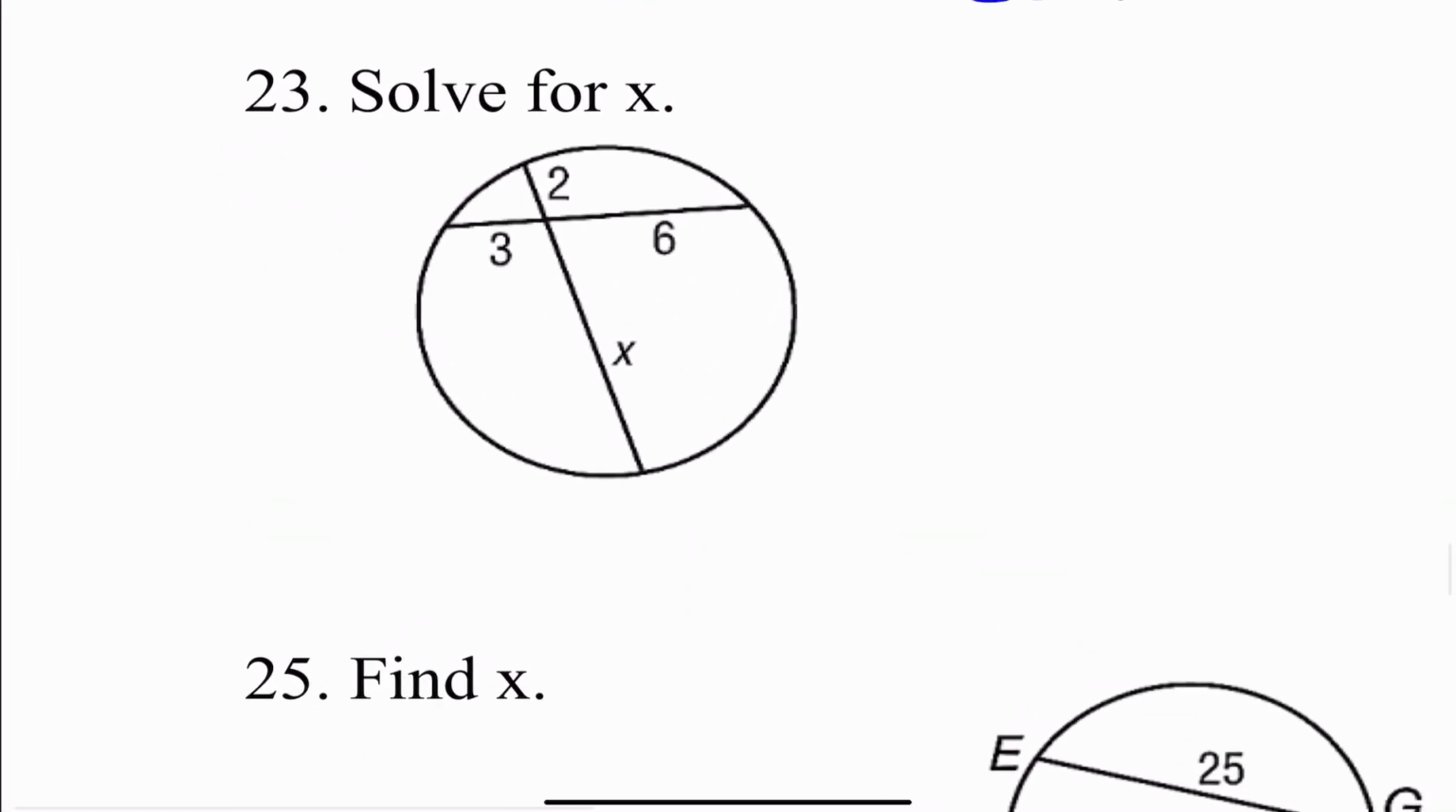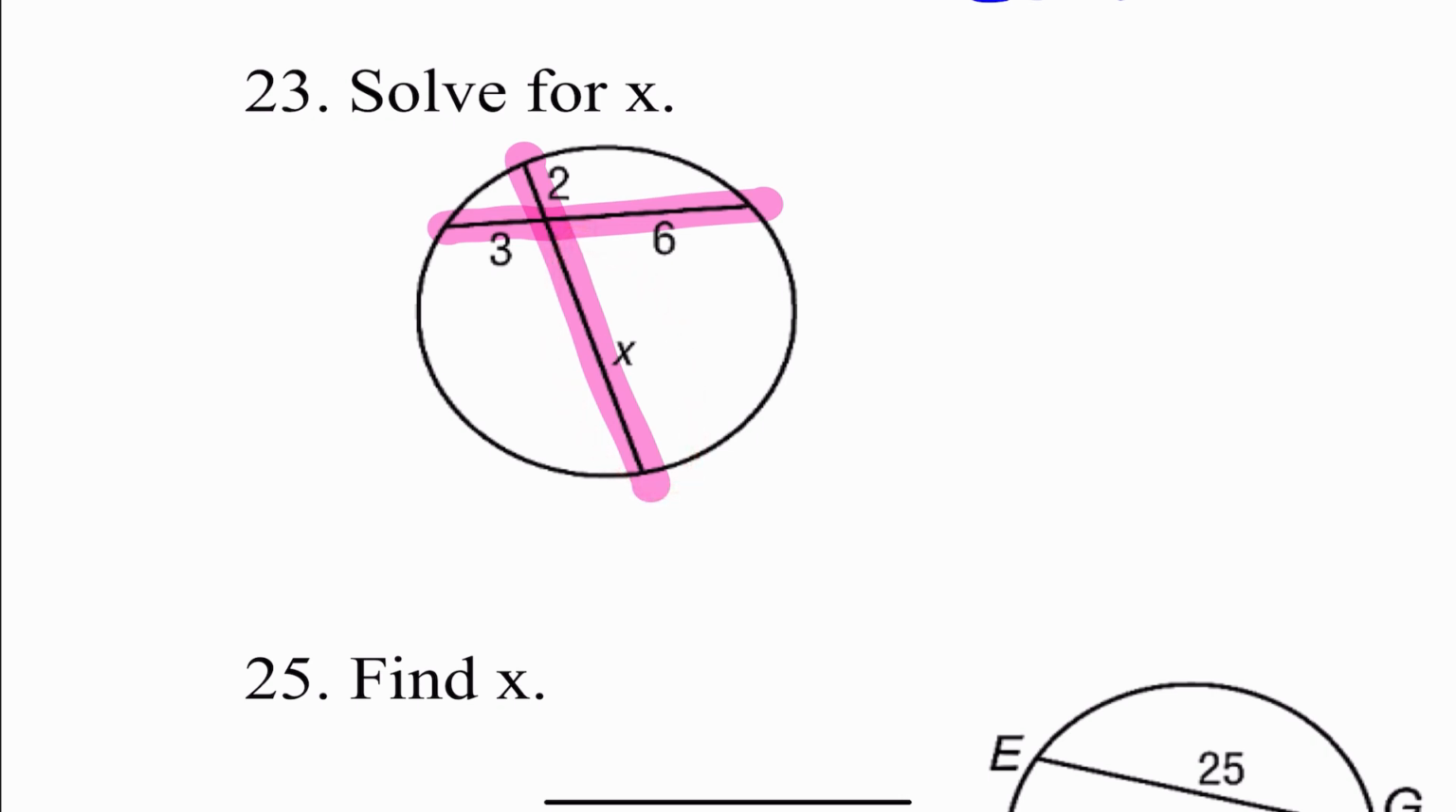So if I were to look at number 23, it says solve for x. So I'm trying to find the length of the segment here. And if we look at this circle very closely, we have two intersecting chords. And if you have two intersecting chords, you're not going to apply that angle is equal to arc plus arc over 2, because that's dealing with degrees, right? That's dealing with finding the angle or finding the arc. I'm trying to figure out how long this segment here is.